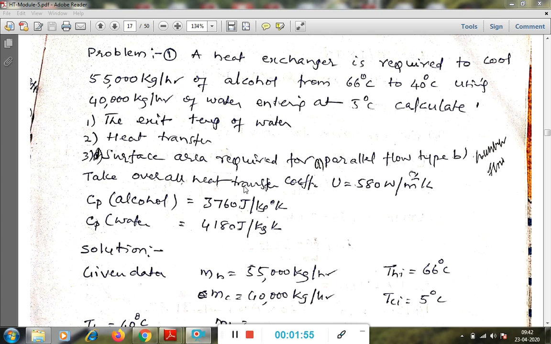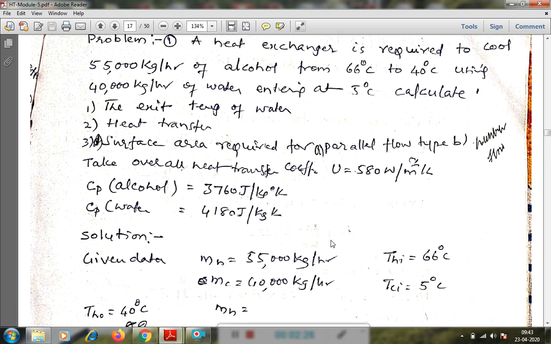Take the overall heat transfer coefficient U equal to 580 watt per meter square Kelvin. Cp of alcohol is equal to 3760 joule per kg Kelvin. Cp of water is 4180 joule per kg Kelvin. Sometimes Cp of water may be given as 4170, but we have to take 4180 as common. And here the given data we will write first.